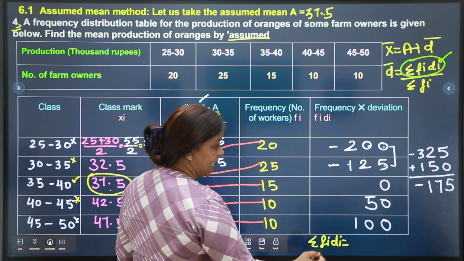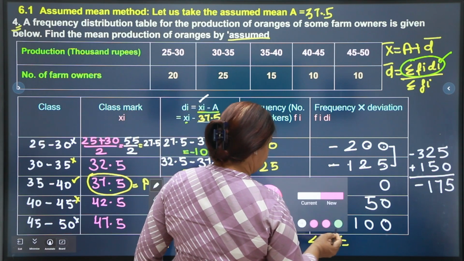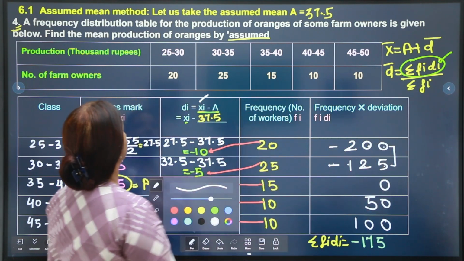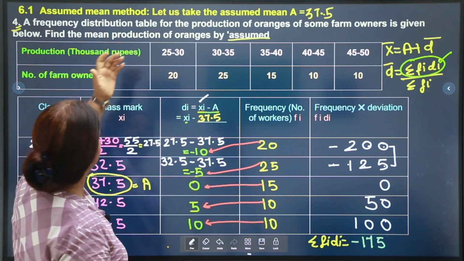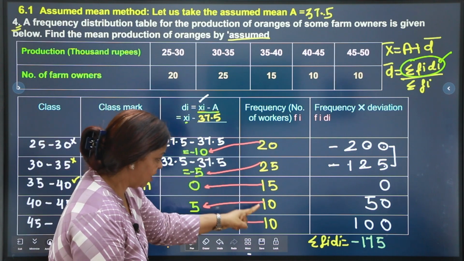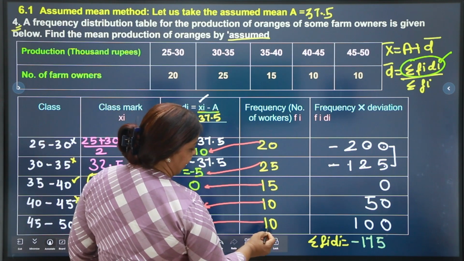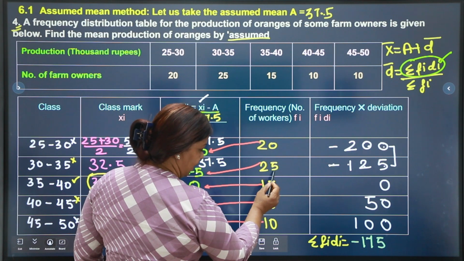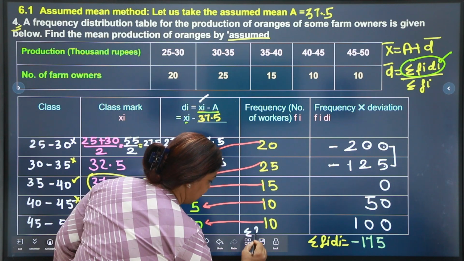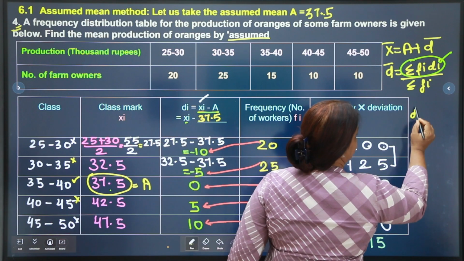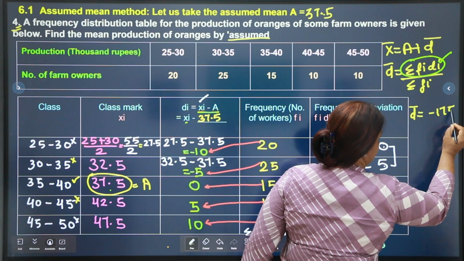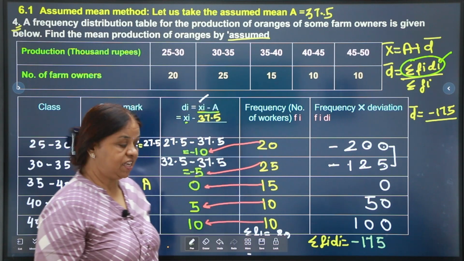So summation of FiDi is minus 175. We need to find out summation of Fi. It is not mentioned here how many number of farm owners are there. Let us get summation of Fi by adding all this. 10, 20, 30, 35, 40, 50, 60, 70, 80. So summation of Fi is 80. So bar D is equal to, summation of FiDi is minus 175 divided by, summation of Fi is 80.